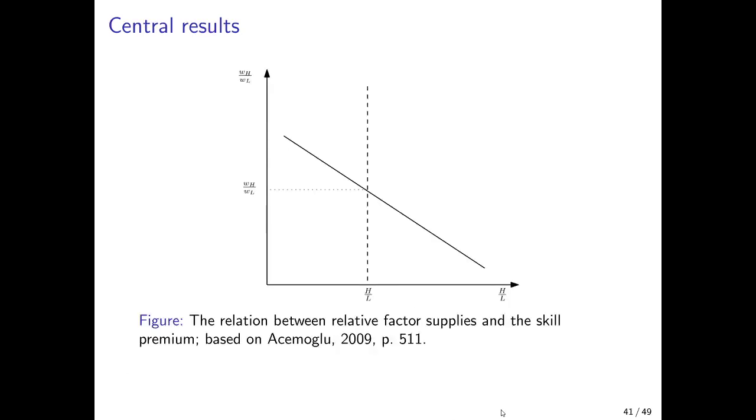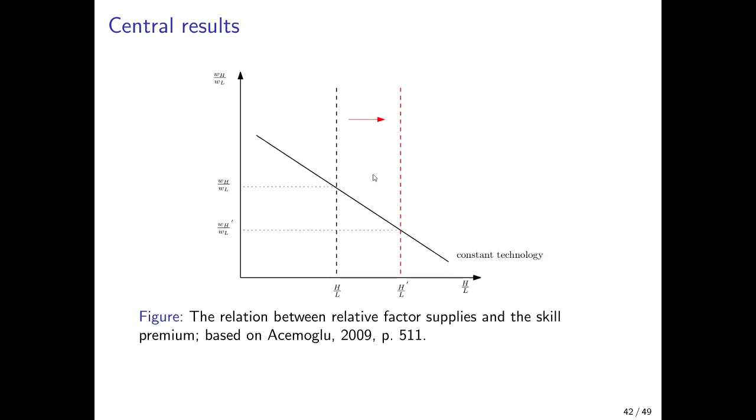So in terms of the figure that we had at the beginning, where we had the relative skill supply on the horizontal axis and the skill premium on the vertical axis, we would be in the initial equilibrium, have H over L, that's relative skill supply, and the downward sloping labor demand curve. Now for an increase in the relative skill supply, we would end up ceteris paribus at a skill premium omega H over omega L that is lower than the initial skill premium, which would be the case if there is no reaction in technological progress.